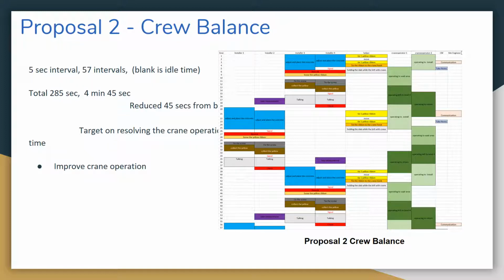A new crew balance is due after we get Proposal 2. There are 45 seconds being saved from the baseline, and we're targeting the operation time of the crane.